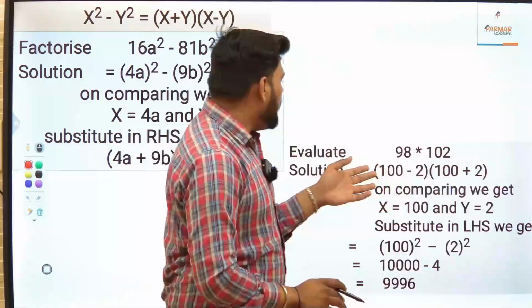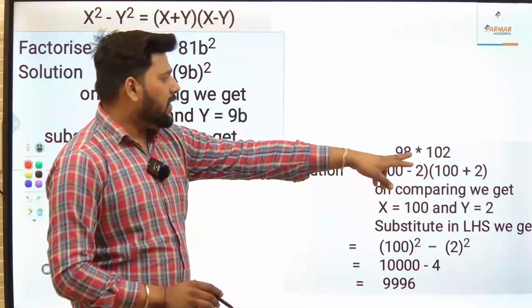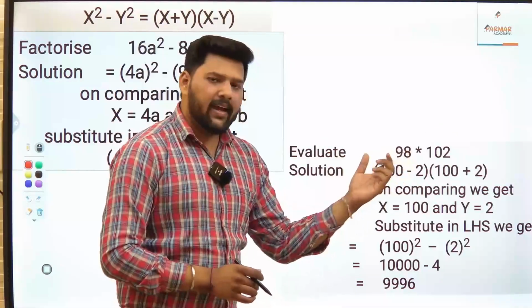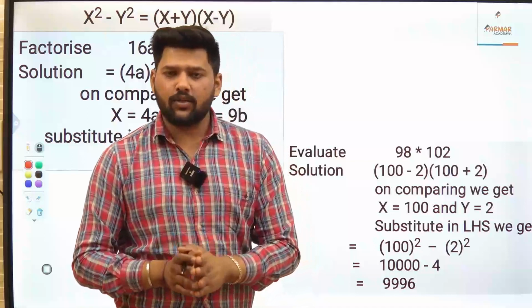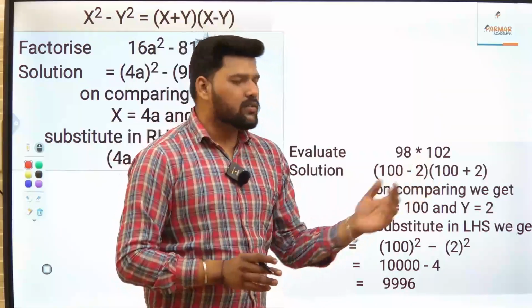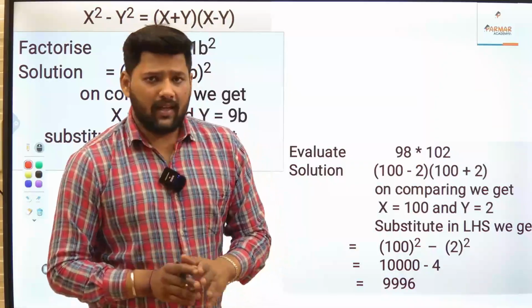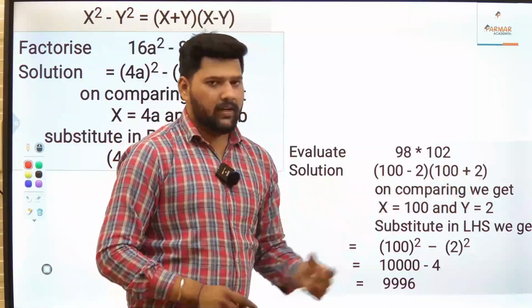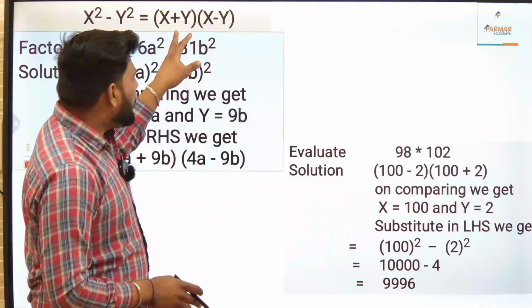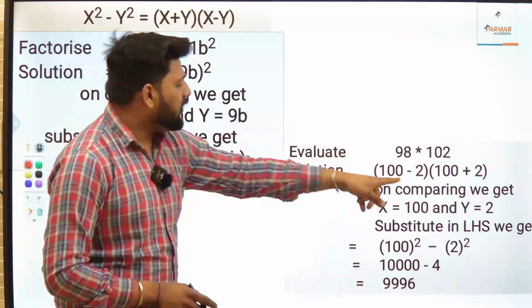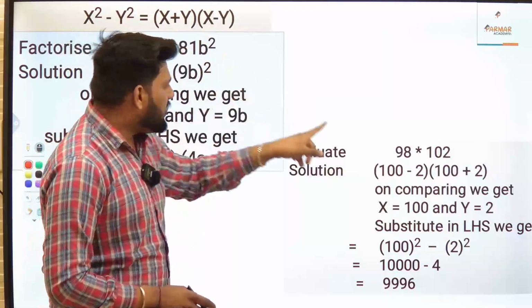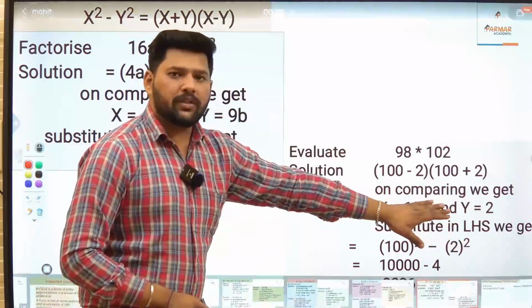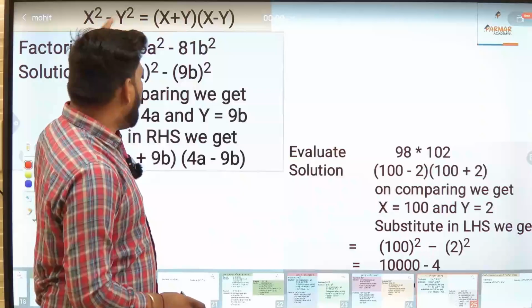The next example is evaluate 98 into 102. Similarly, I can write 98 as 100 minus 2 and 102 as 100 plus 2. This is of the form a minus b and a plus b. So the right hand side is given. On comparing it with the identity, I will get x is equal to 100 and y is equal to 2. Now substitute these values in the left hand side.